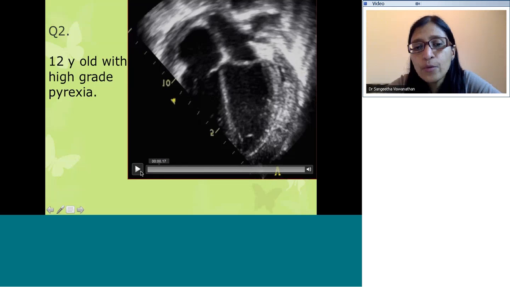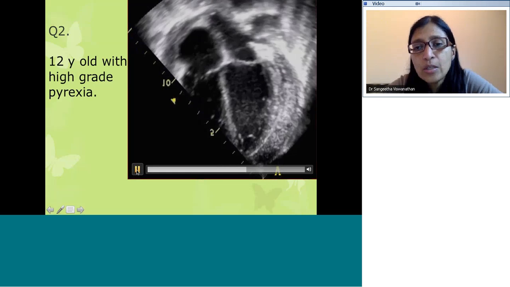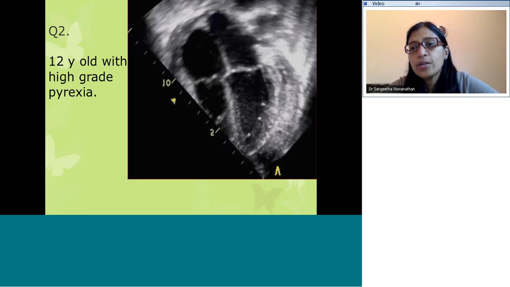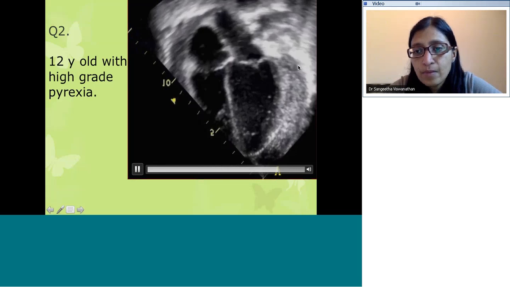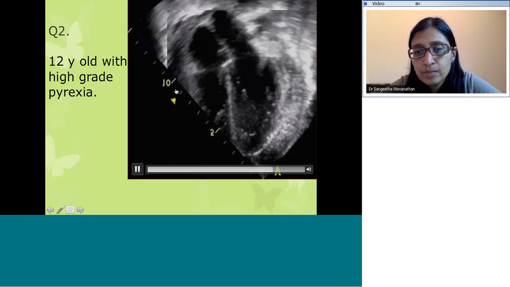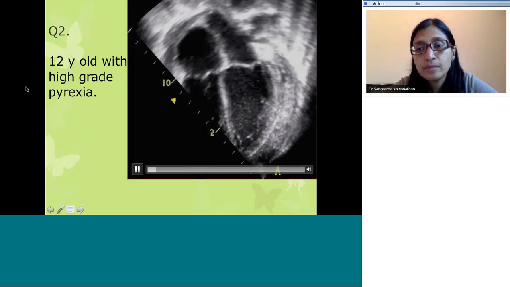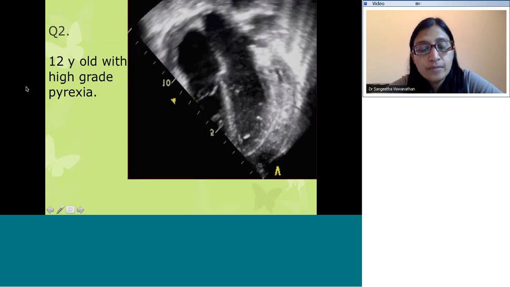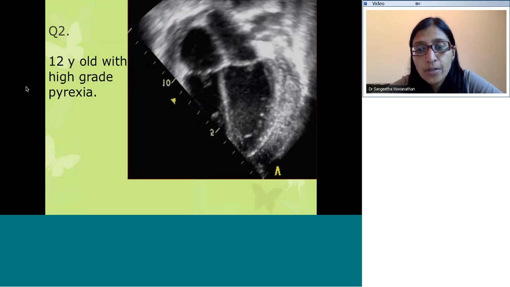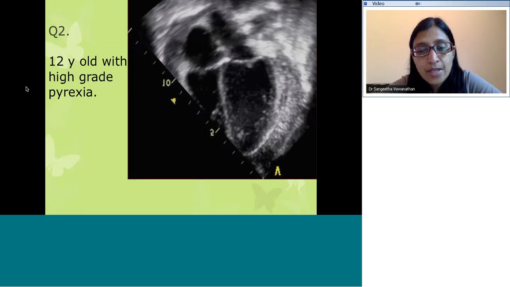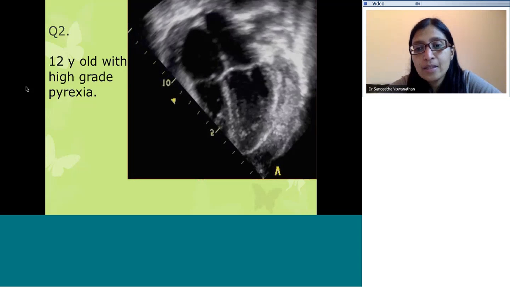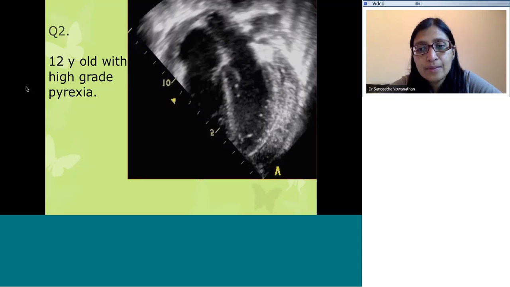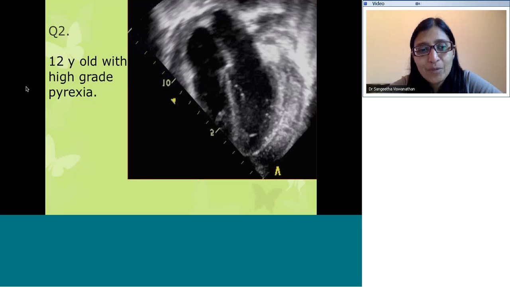Right, so we move on to the next question. This is an echo loop. What can you see? It's a 4-chamber view of the heart. The chambers appear to be of normal size.